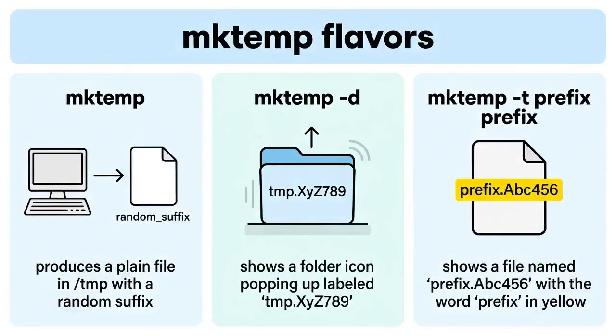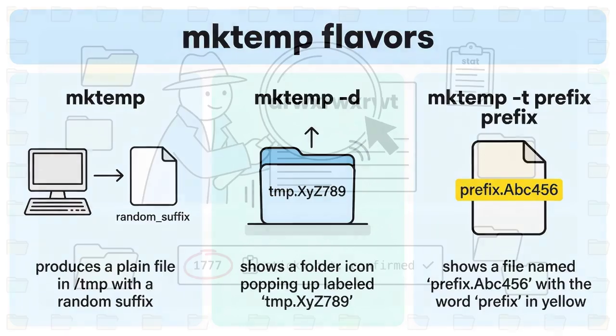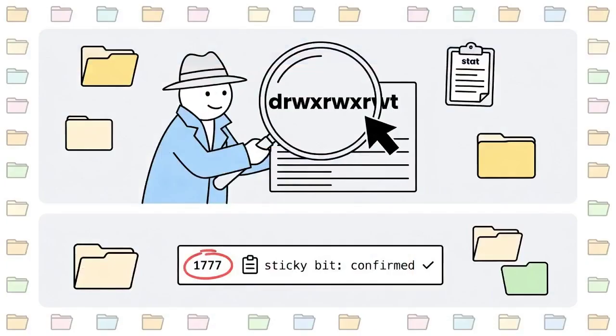Mktemp comes in 3 useful flavors. Plain mktemp creates a file in the directory named by TMPDIR, defaulting to /tmp. Mktemp -d creates a directory instead of a file, perfect for staging a workspace. And mktemp -t followed by a prefix gives you a custom template, so the temp name carries your application's fingerprint for easier debugging. You can verify the sticky bit yourself in one of 2 ways.